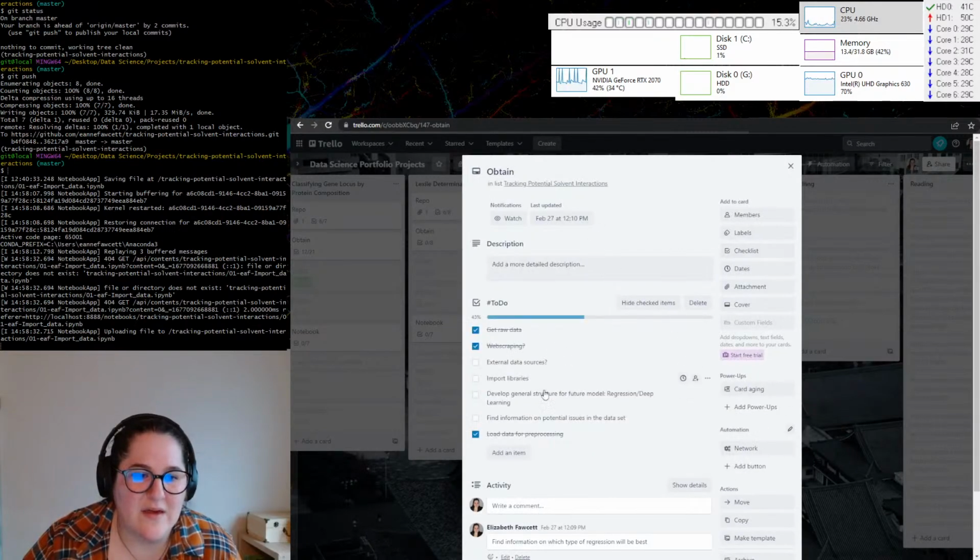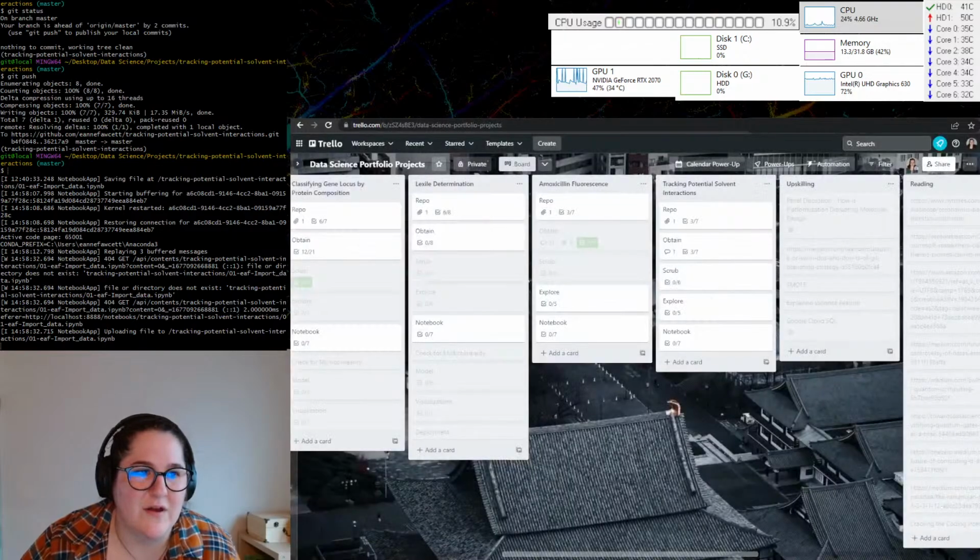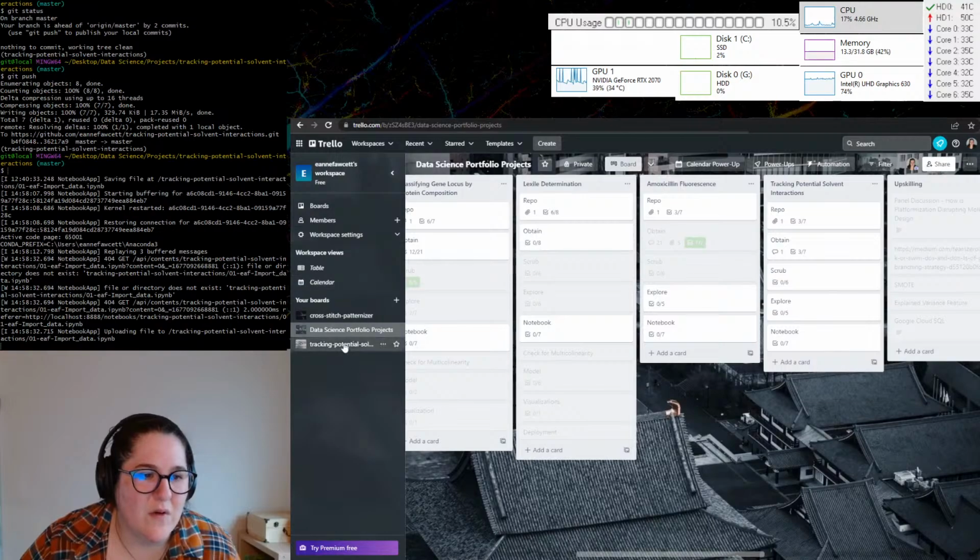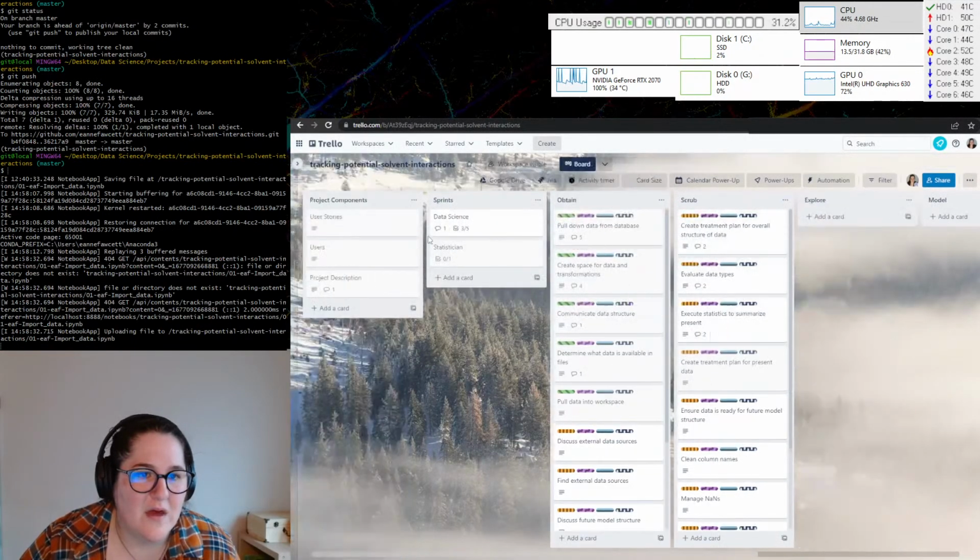And so here, there's some things that I want to do. I want to make sure that I'm importing all my libraries. I want to consider external sources. I want to talk about a potential future structure. Jupyter notebooks are great because they can contain code, but what makes them really great is they can contain text as well in markdown format, and then find information on potential issues. That's something that we're very interested in doing here. So let's go back to our current to-do list.